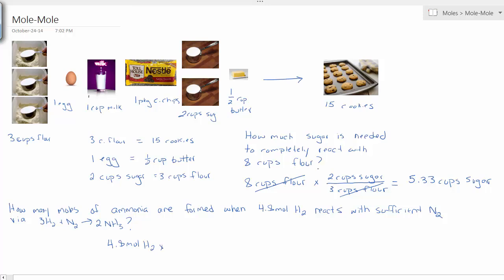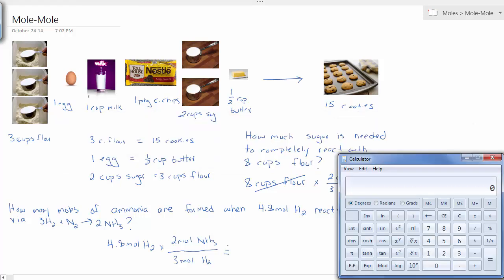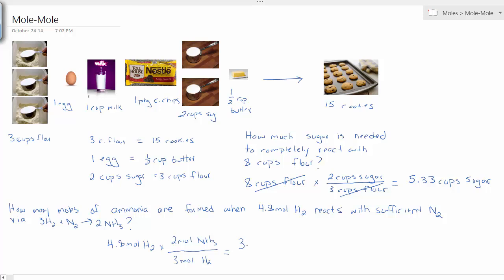So I'm going to say 4.8 moles of hydrogen times 2 moles of ammonia divided by 3 moles of hydrogen. So notice where I'm getting the 2 and the 3 from. Those are the coefficients in the balanced chemical equation. This is going to yield 3.2 moles of ammonia produced.